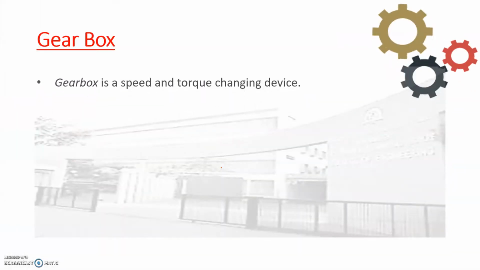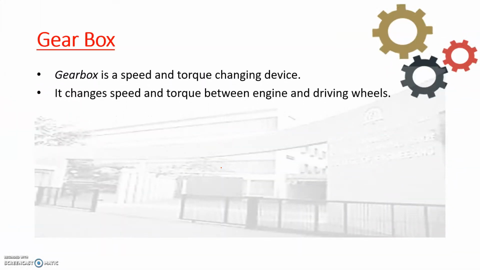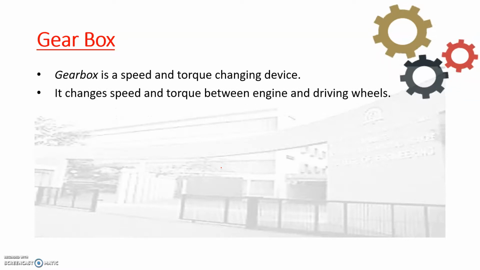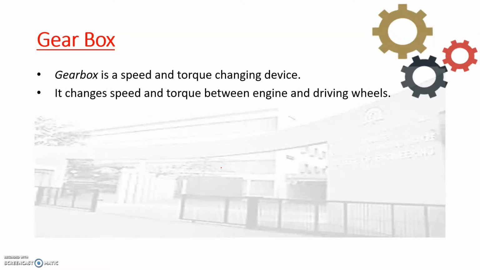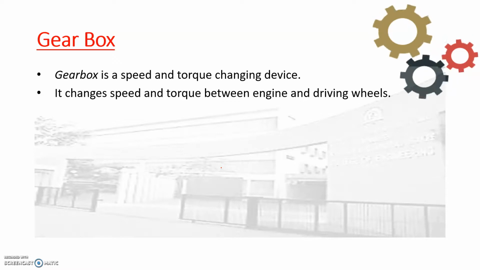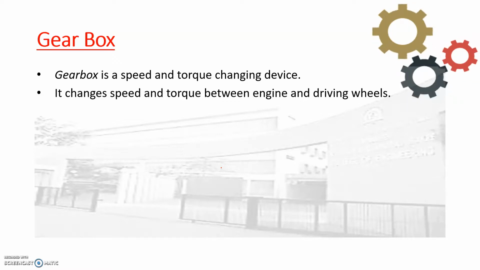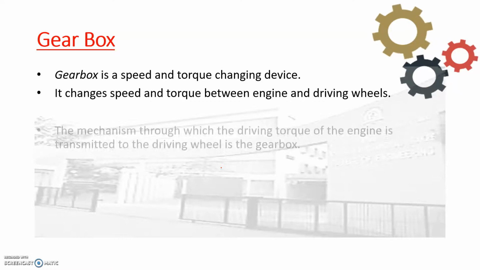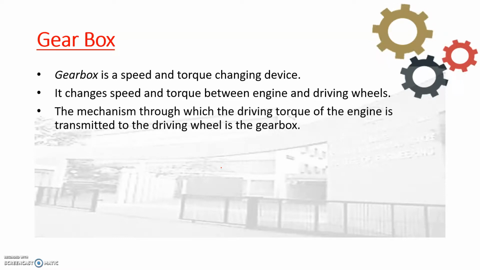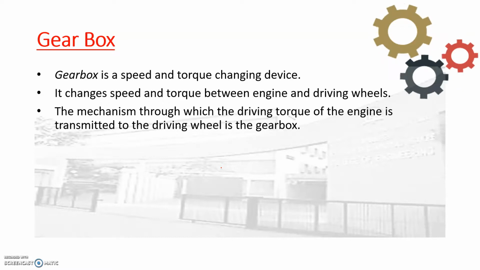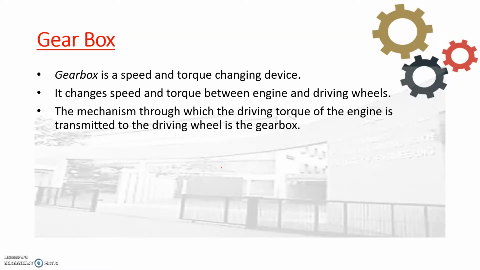Next we are going to see the gearbox. So what do we mean by gearbox? As the name indicates, the gearbox is used to have variation in the speed or variation in the torque, and it changes the speed and torque between the engine and driving wheels. The mechanism through which the driving torque of the engine is transmitted to the driving wheel is the gearbox.